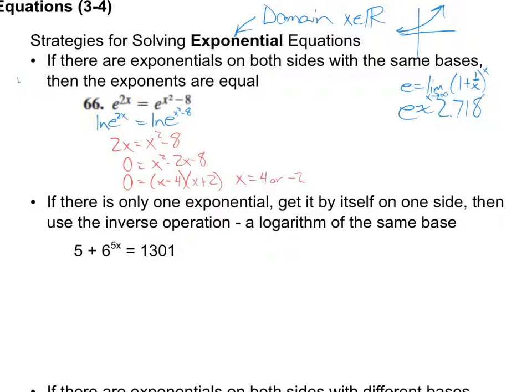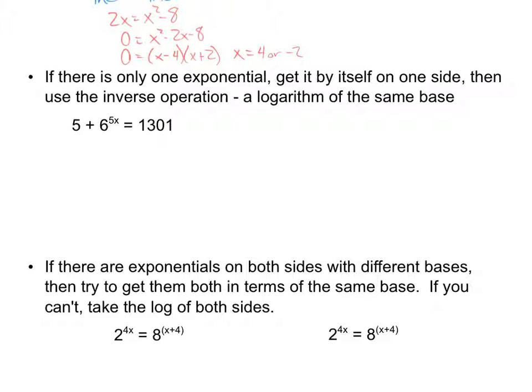Okay, so what happens if only one side has an exponential? Like this. Well, the first thing that we need to do is get that exponential portion, in this case the 6 to the 5x, all by itself. So I'm going to subtract 5, and I now have 6 to the 5x equals 1296.